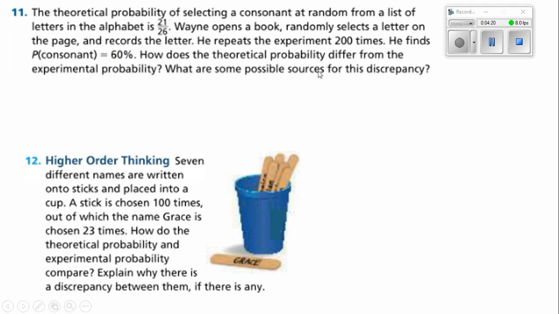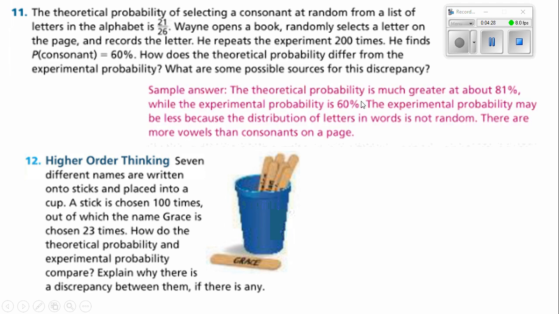How does the theoretical probability differ from the experimental probability? What are some of the possible sources for this discrepancy? Well, the theoretical probability is much greater at about 81%, while the experimental probability was 60%. Remember, 21 divided by 26 will give you about 81%. We only got 60%. The experimental probability may be less because the distribution of letters in words is not random. There are more vowels than consonants on a page.